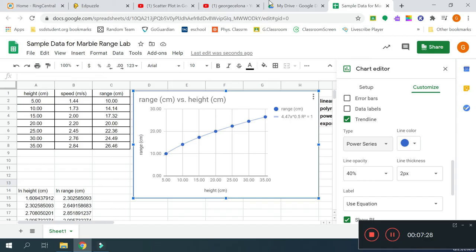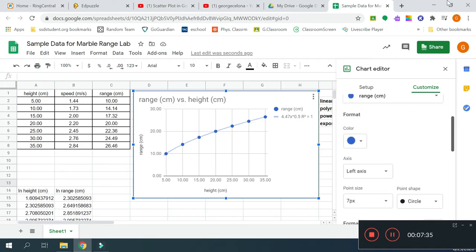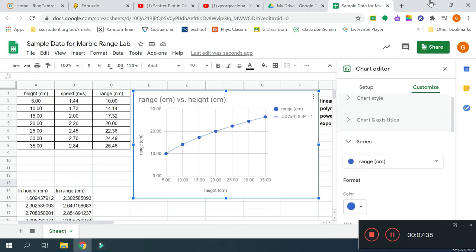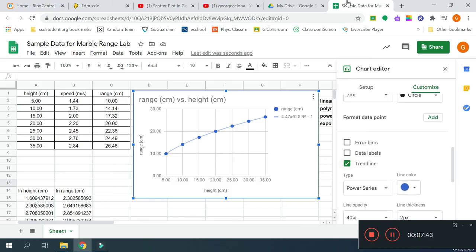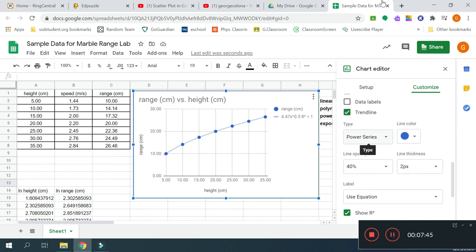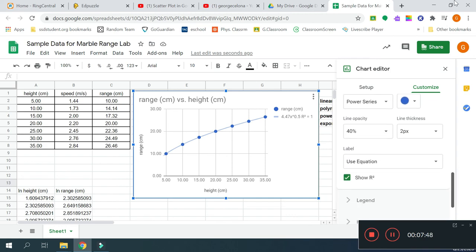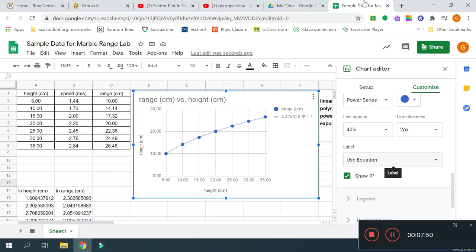Okay, so just as a quick review again on how to do it, you're going to click on the edit chart. I already have that up. You go to series on the customize tab. You want to make sure that you choose trend line, check the box, and then you can play with the different options here. Make sure though that you always show the equation and show the r squared value on the chart. So you're going to need to do this for your data for the range of a marble lab, create the graphs, and find which function you think fits best.